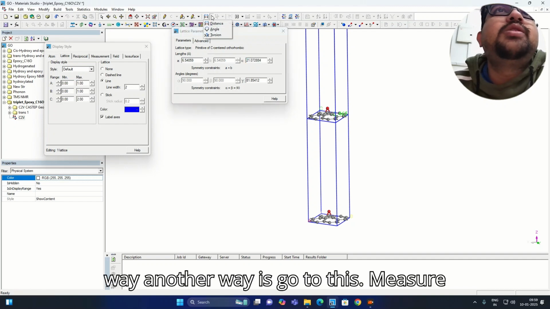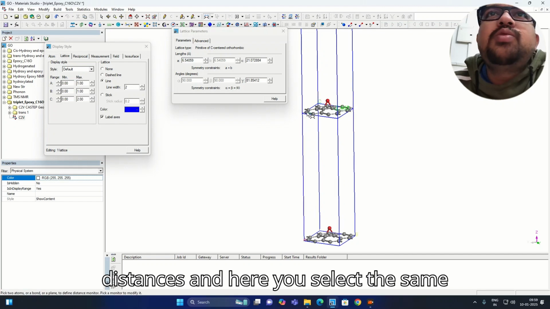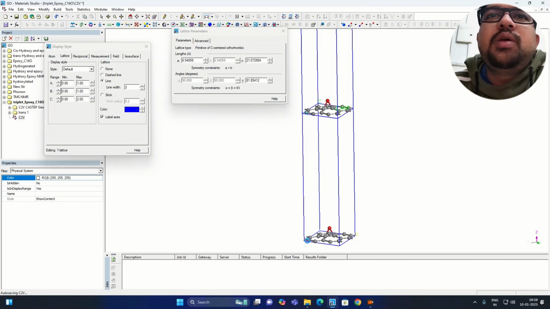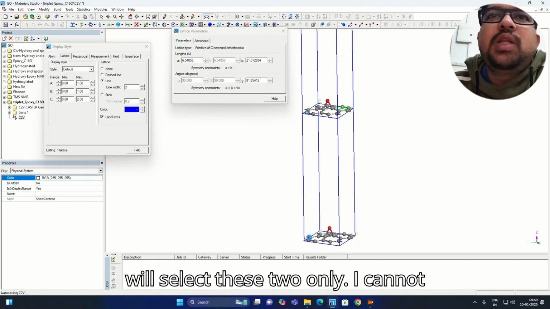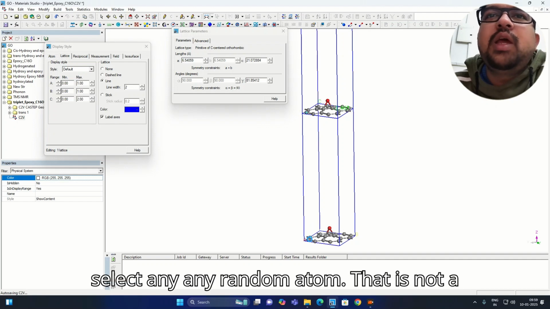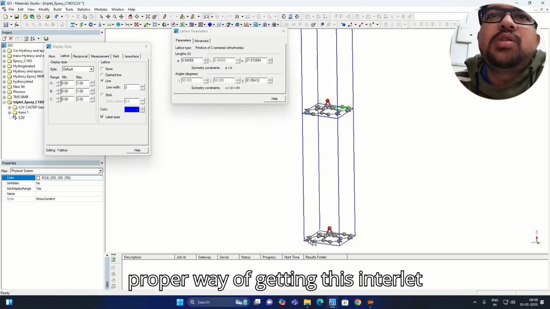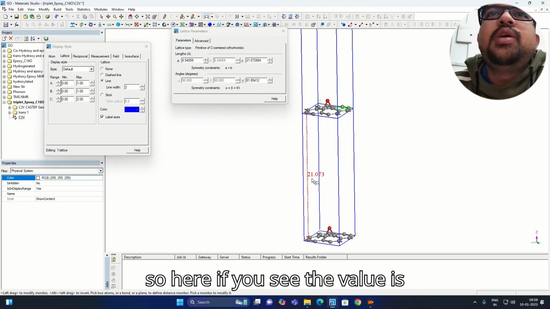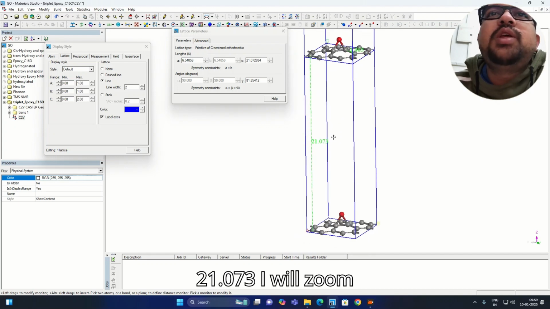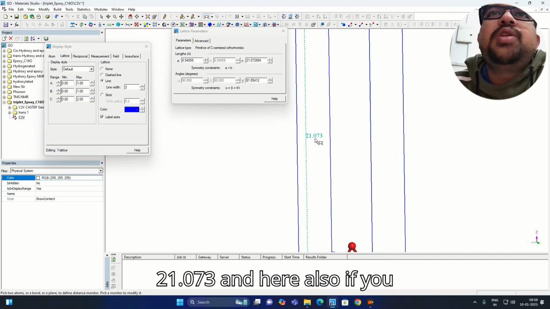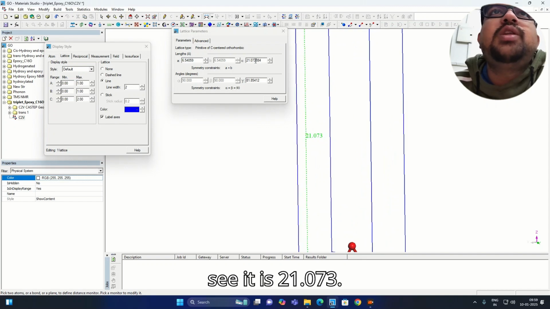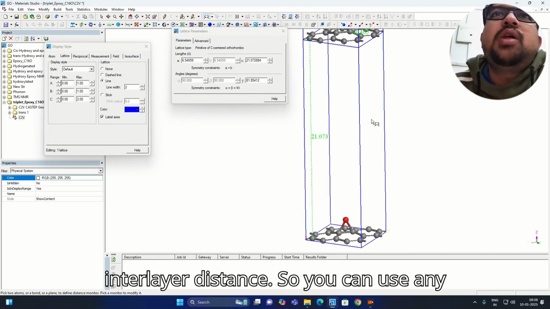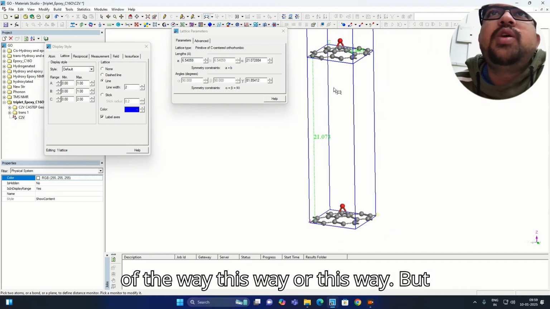Now another way is go to this measure distances, and here you select the same atom, this element here and this element here. They are chemically equivalent and the same, so I will select these two only. I cannot select any random atom. That is not the proper way of getting this interlayer distance. Okay, so here if you see, the value is 21.073. I will zoom in. So the value is 21.073, and here also if you see, it is 21.073. So that is the way to find out the interlayer distance. So you can use any of the ways, this way or this way.